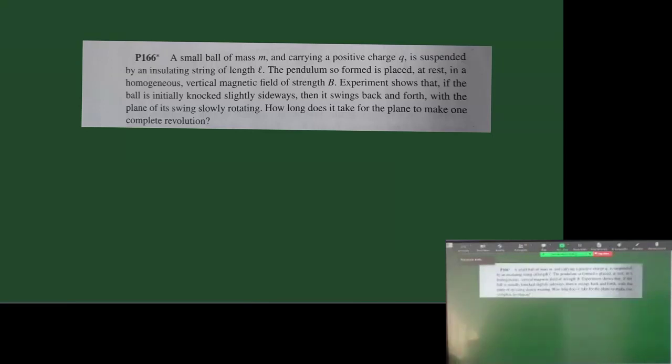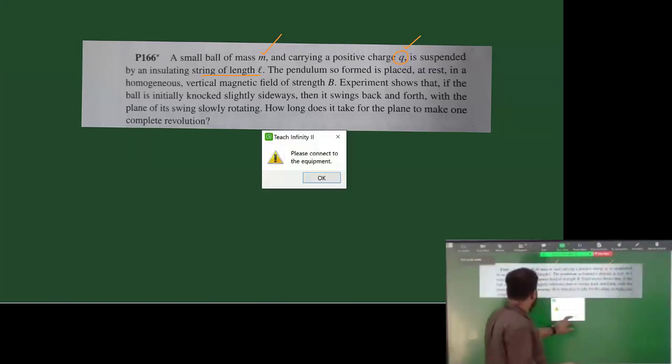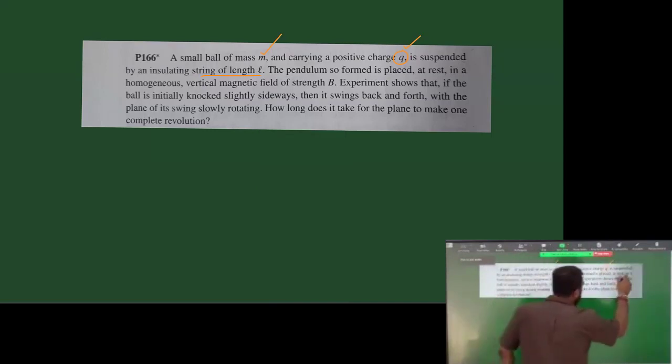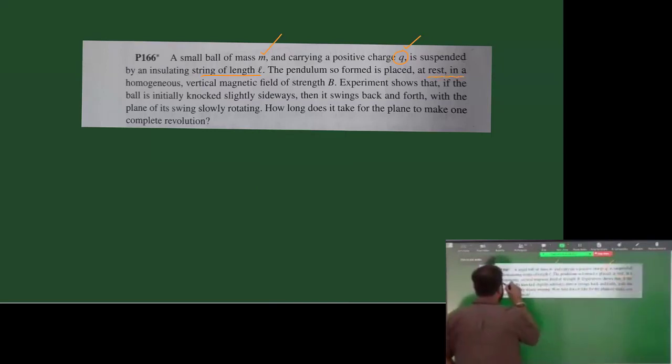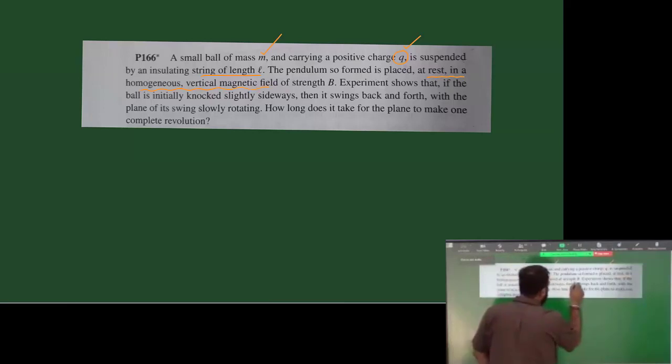The question says, there is a small ball of mass M, and this ball is carrying a positive charge Q, and it is suspended by an insulating string of length L. The pendulum so formed is placed at rest in a homogeneous, now this is interesting, vertical magnetic field of strength B.